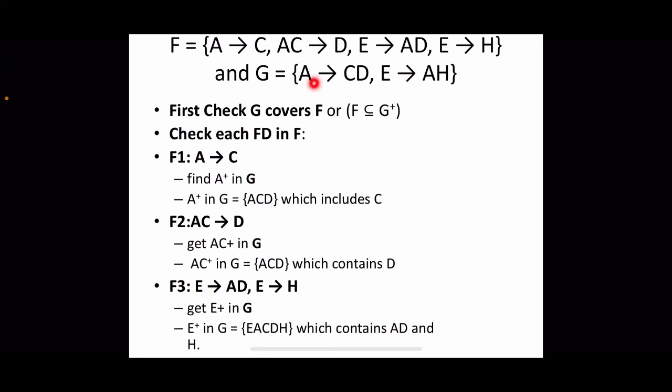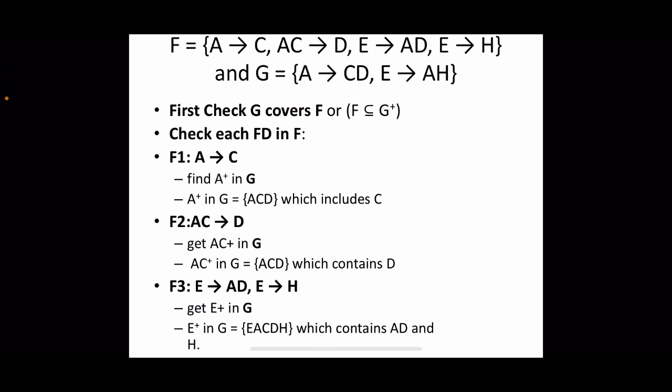So let us take the first dependency. Yeah, since A is not a subset of this E, we cannot consider this now, right? So we move to the second one. Yeah, E is already a subset, so we can add this AH into this closure. Now the closure value will be EAH. Now let us consider this dependency. Yeah, A is already a subset of this EAH. Now CD also can be added. So closure of E with respect to G is EACDH, which contains what? AD and H, right? So F3 also holds.